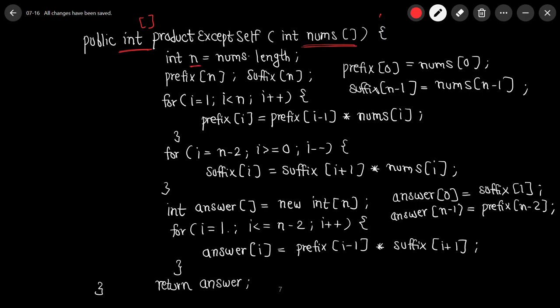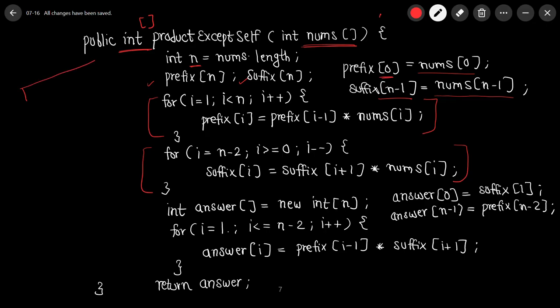So we compute nums length and we declare two arrays, prefix and suffix. And as I told you, prefix of 0 is initialized as nums of 0 and suffix of n minus 1 is initialized as nums of n minus 1. So in these two loops, we fill our prefix and suffix arrays as I told you.